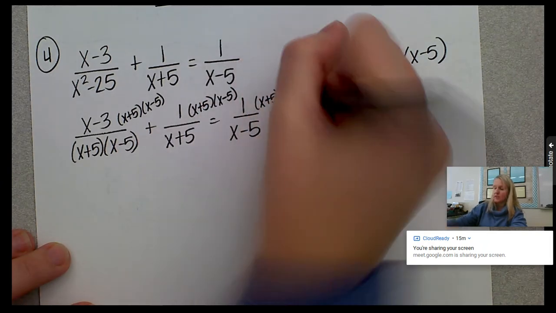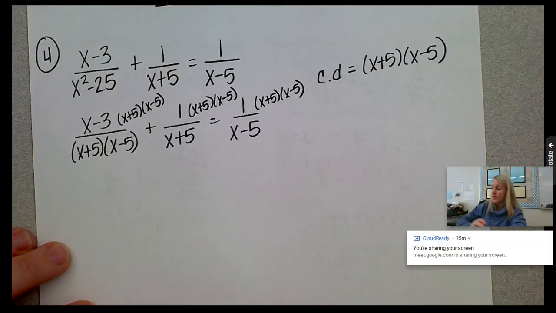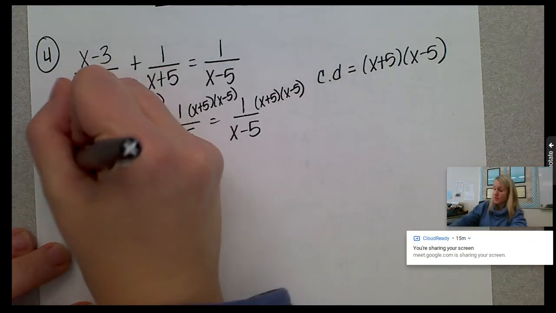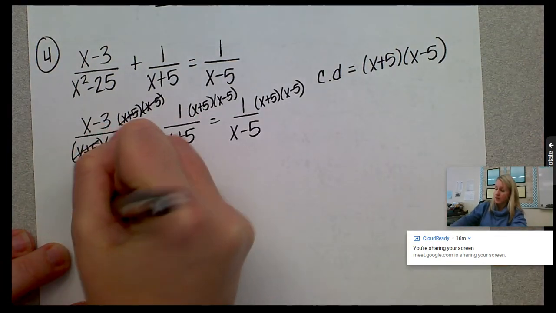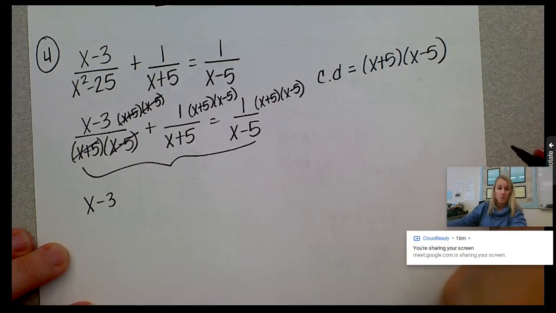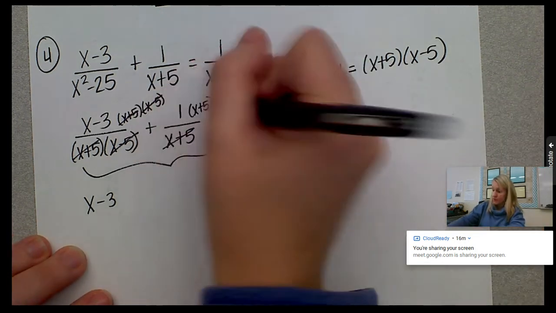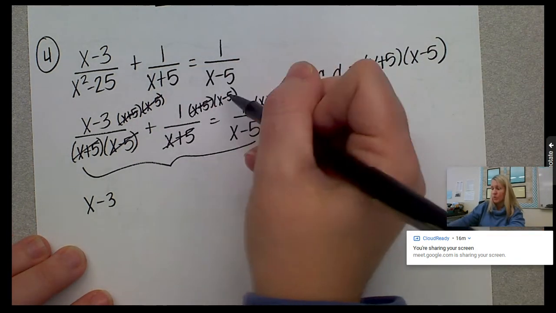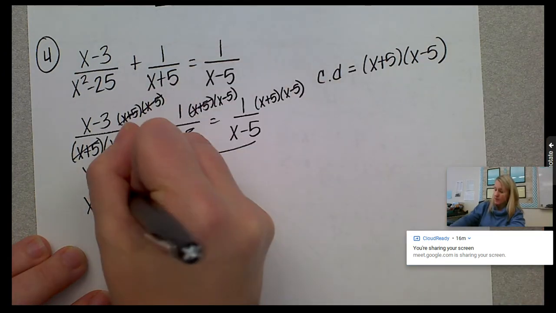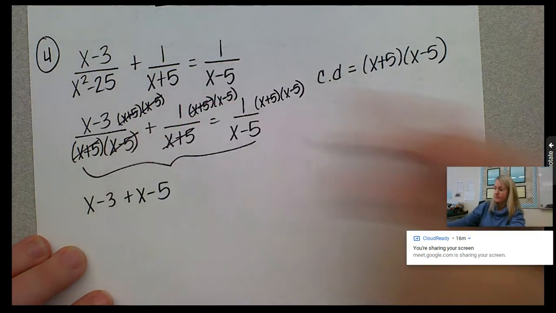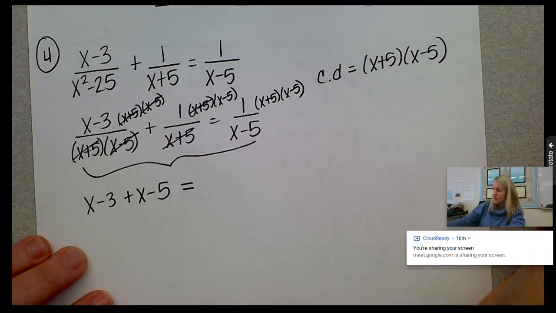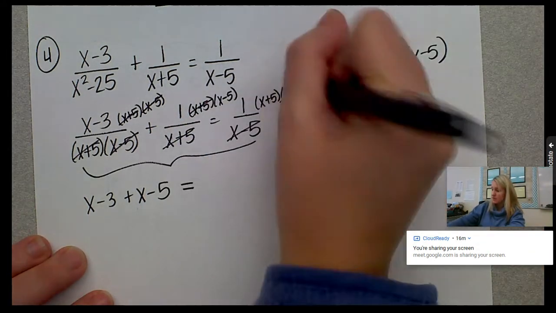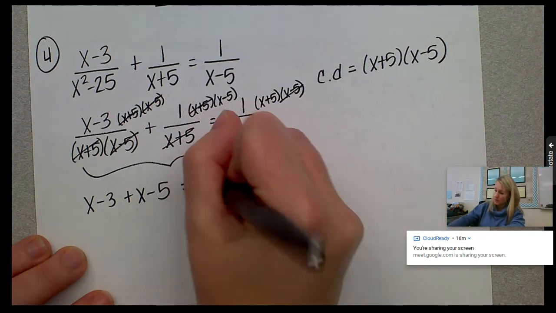All right, sorry, takes a minute to set that up. So then we'll just see what happens. In this case, that whole denominator would cancel. I would be left with x minus 3. Here, the x plus 5s would cancel. I'm just distributing a 1 in, so I would be left with plus x minus 5, or plus 1x minus 5. Keep my equals. And here, the x minus 5s cancel. So once again, if I distribute a 1, I'll just be left with x plus 5.